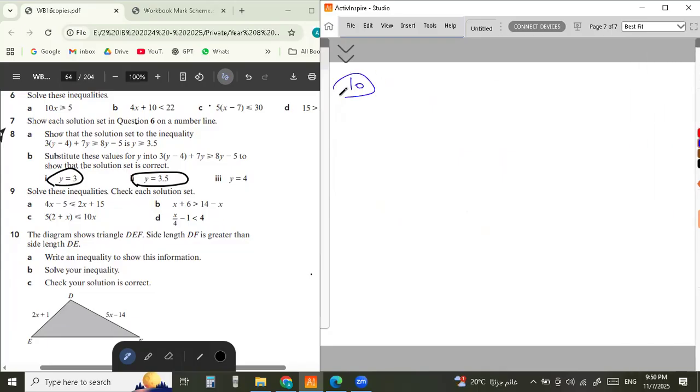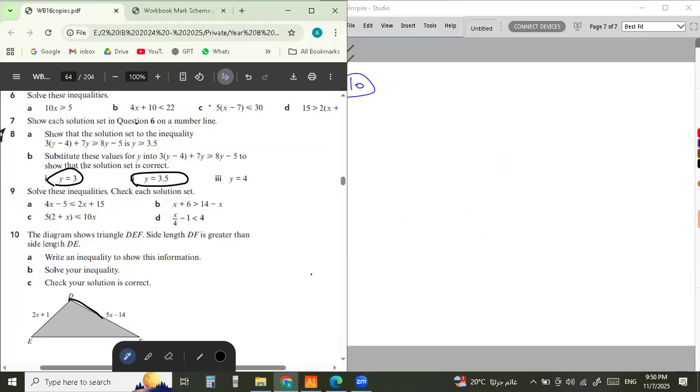10. I'm saying it to you, the diagram shows triangle DEF. Side length of DF is greater than side length DE. Write an inequality to show this information. So they're saying DF, which is this one, is greater than the other. Write an inequality, no problem. That's what I'm going to write.